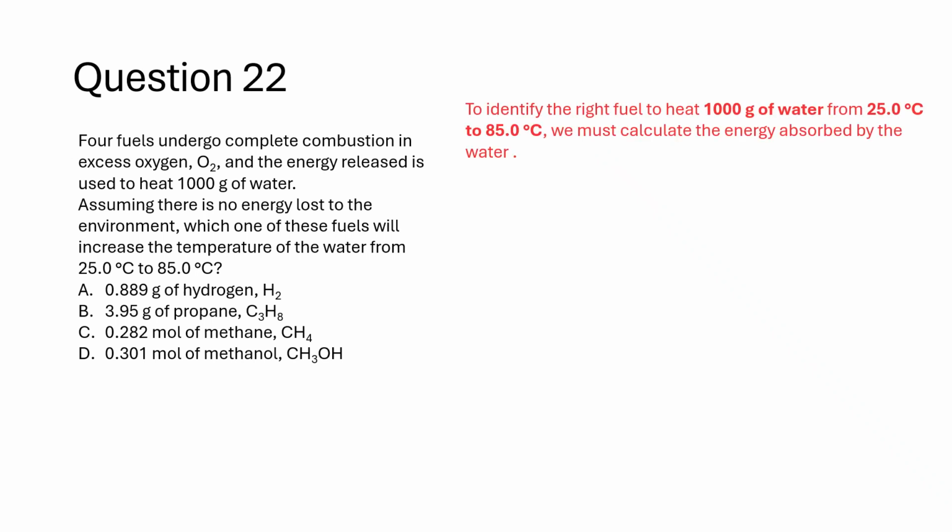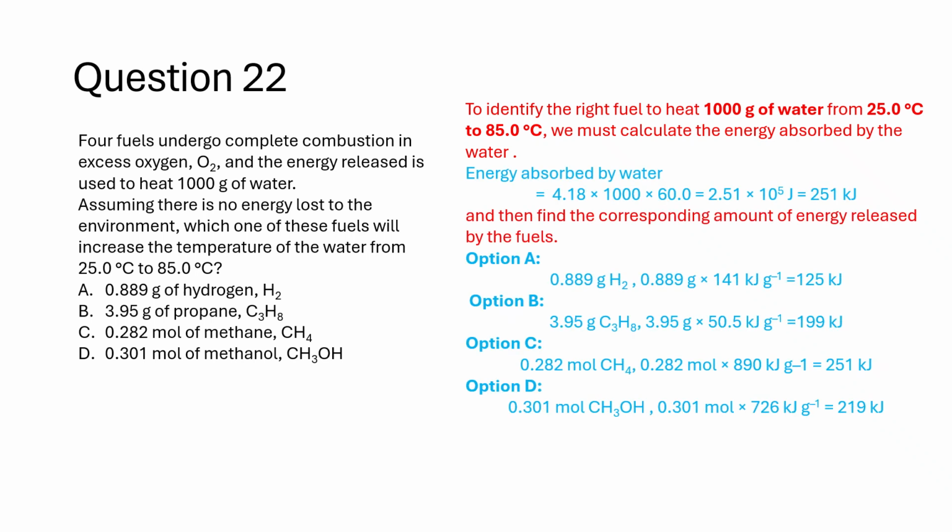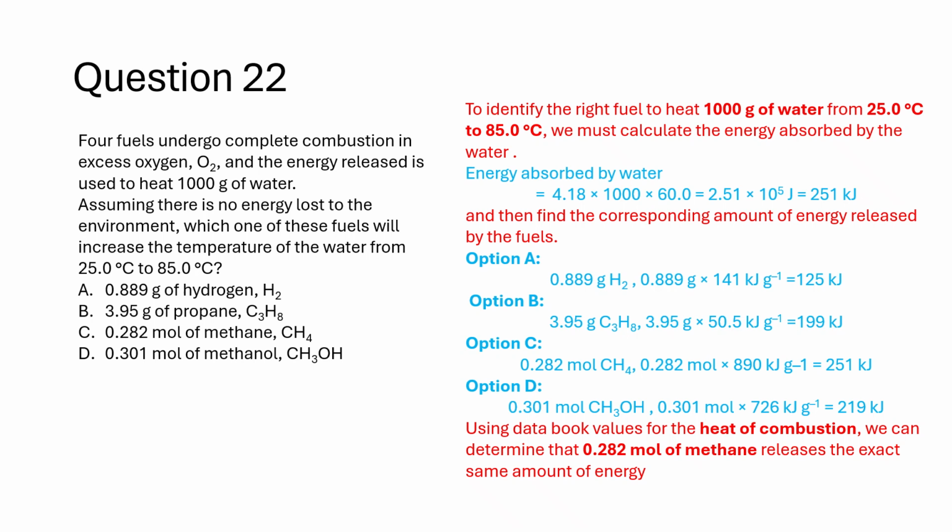To identify the right fuel to heat 1000 g of water from 25.0 degrees Celsius to 85.0 degrees Celsius, we must calculate the energy absorbed by the water, and then find the corresponding amount of energy released by the fuels. Using data book values for the heat of combustion, we can determine that 0.282 moles of methane releases the exact same amount of energy.